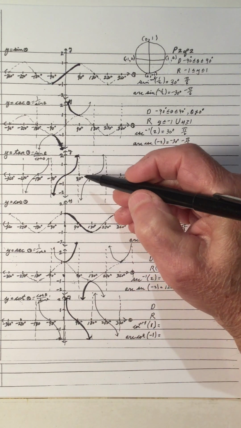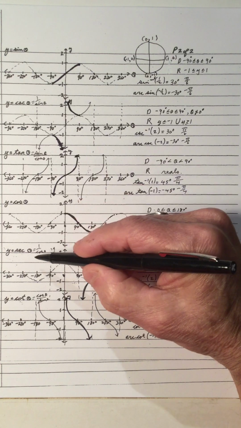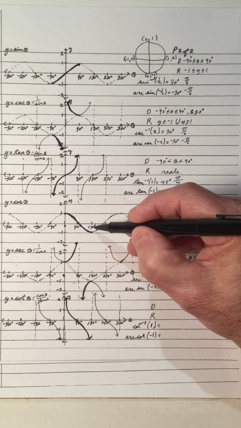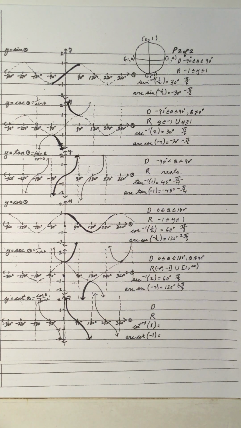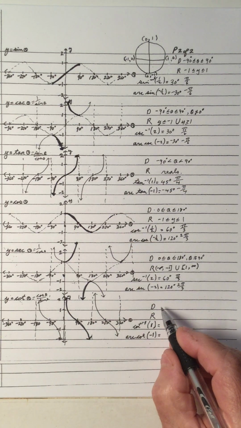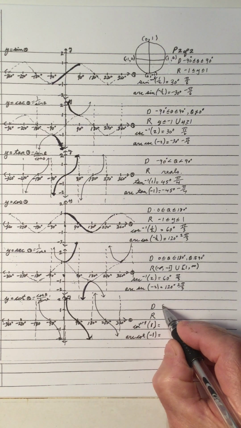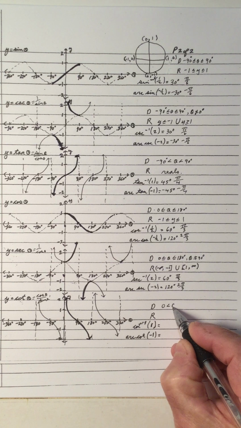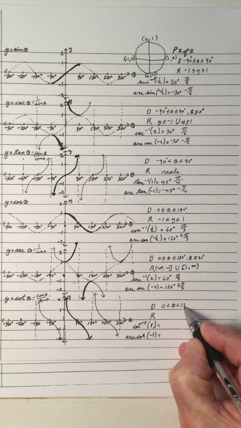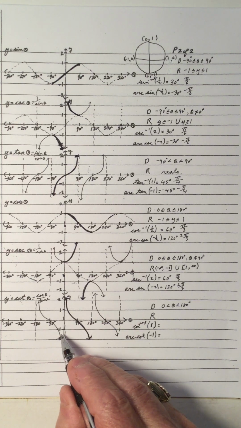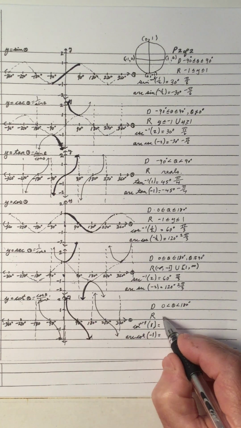Notice again, cos, secant, and cot are all restricted from 0 to 180. Okay, let's look at the domain. The domain is 0 less than theta less than 180. You can't have 0 or 180 because they're vertical asymptotes. And the range is reals.